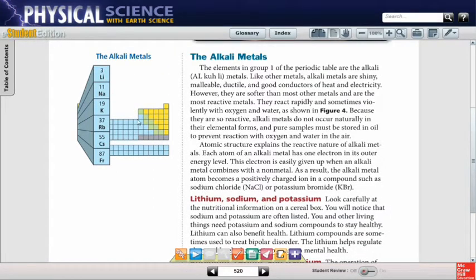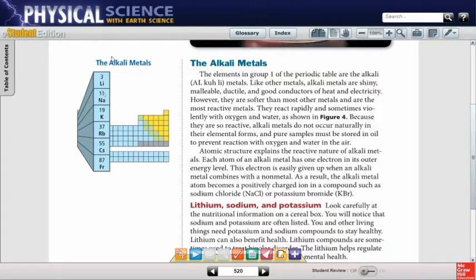And here's the first column. Oh, there's those steps that I was looking for. See the steps? So these are all metals all the way to the left, okay? And now we're talking about the alkali metals. That's the first column. The elements in metal group 1 of the periodic table are called alkali metals. Like other metals, alkali metals are shiny, malleable, ductile, and good conductors of heat and electricity. However, they are softer than most of the other metals and are most reactive. They're the most reactive metals.